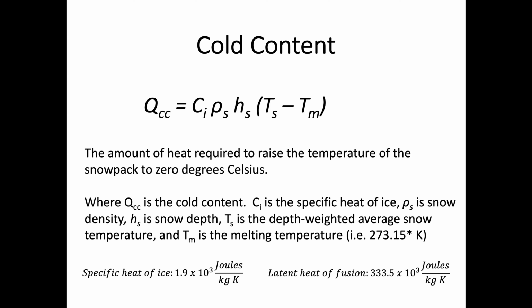After the snowpack reaches 0 degrees, all available energy can go into melting the snow. Melting the snow requires overcoming the latent heat of fusion, the same amount of energy it took to freeze the water. It's worth noting that the latent heat of fusion, or energy to freeze the snow, is 175 times larger than the specific heat of ice. So it takes a lot more energy to melt a kilogram of snow than it does to warm the snow to 0 degrees.